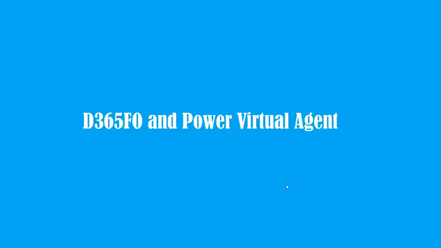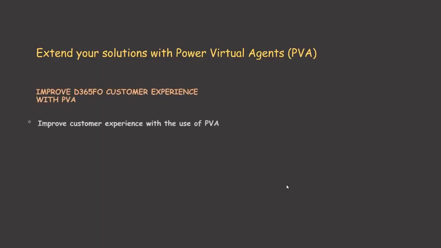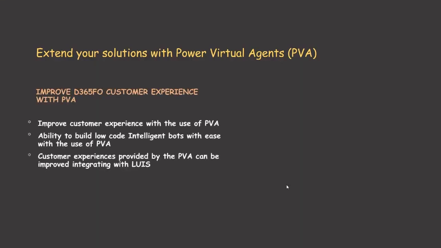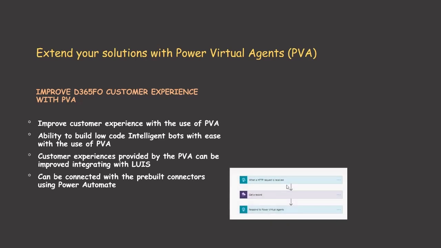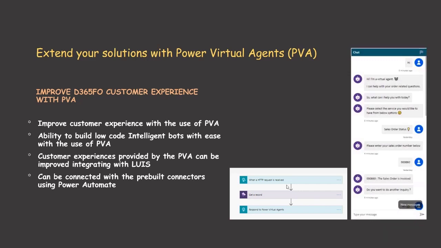And then next we look at the Power Virtual Agent. So let's quickly run through the Power Virtual Agent because we have a few more demos to show. In the Power Virtual Agents, as I mentioned, you can improve the customer experience using the PVA, and you have the ability to build low-code intelligent bots as well. And if you want to improve the customer experience, you can use LUIS as well. Also you can connect with the pre-built connectors, as I told you earlier. If you want to do any action, you can do this part. So that's the action part, okay?